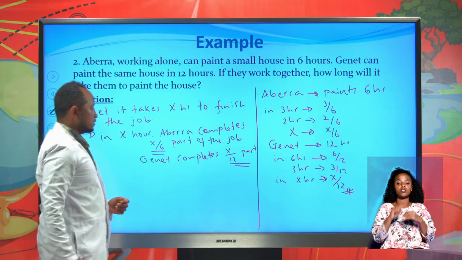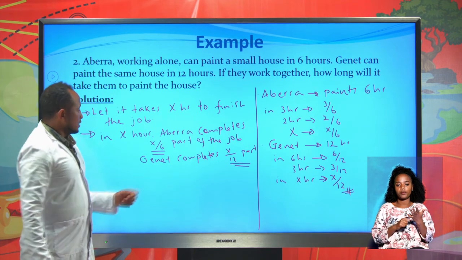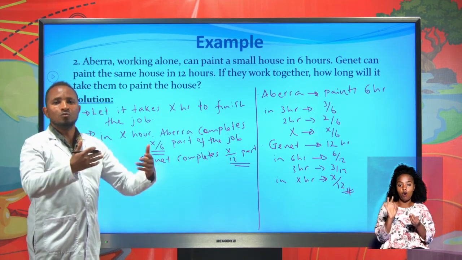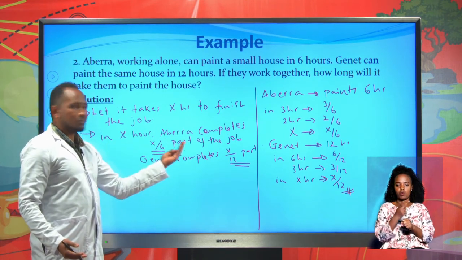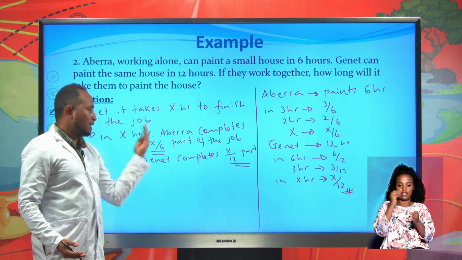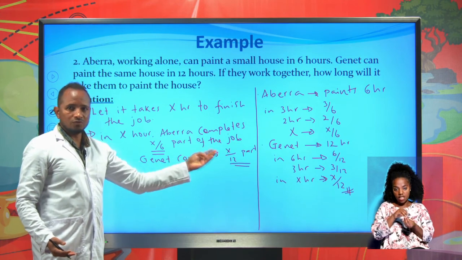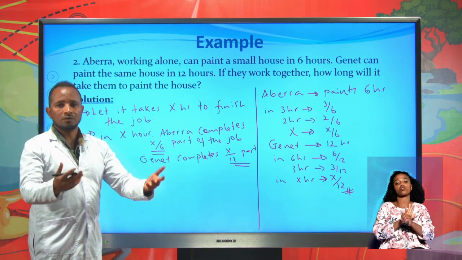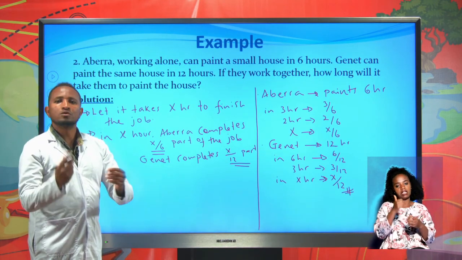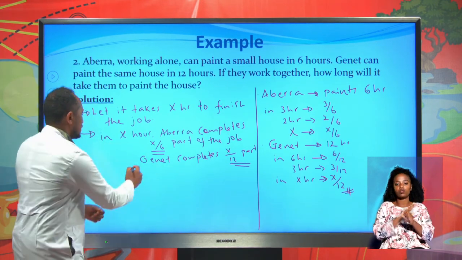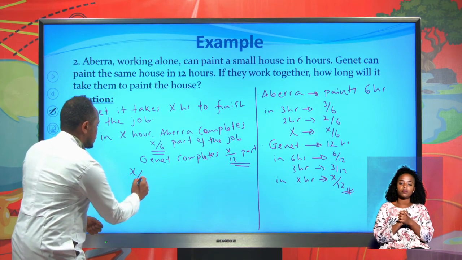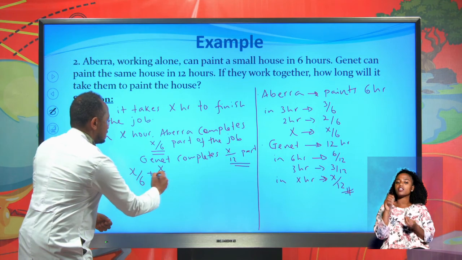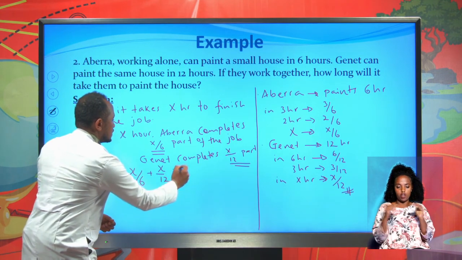So the sum of the work together will be one, or the full job will be done when you add x over 6 part of the job done by Abera and x over 12 part of the job done by Gannet. Together it gives you the full job, so it is one. Therefore, x over 6 plus x over 12 equals 1.